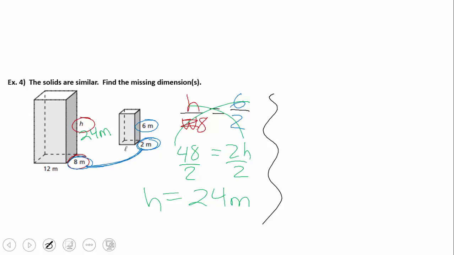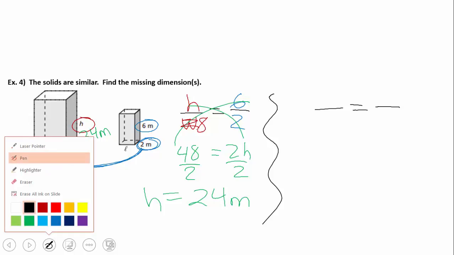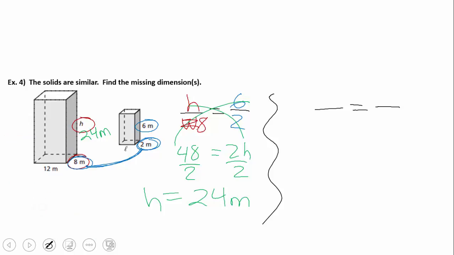All right? Now we're going to find the length of the smaller one. And again, they told us they are similar, so we know that the corresponding dimensions are proportional. So I'm going to go this way this time. I'm going to say the length of the larger one to the length of the smaller one, and that's going to be 12 to the unknown length. And I'm going to say that that is proportional to, and again, I'm going to go right back to what we just did a moment ago, 8 for the larger width and 2 for the smaller width.